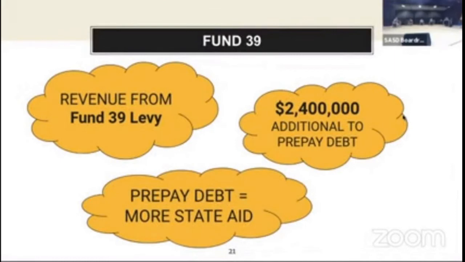So now moving on to the next fund. So that was our general operating funds. Next is Fund 39, which all of the revenue in Fund 39 comes from the Fund 39 debt levy. This year, you'll see in a little bit here that I am recommending that we levy an additional 2.4 million above what we levied last year. And this would all go to prepaid debt. And the more debt that we prepay, we save on interest costs in the long run. And more immediately, we get more state aid the following year, which is the situation we're in this year as well.